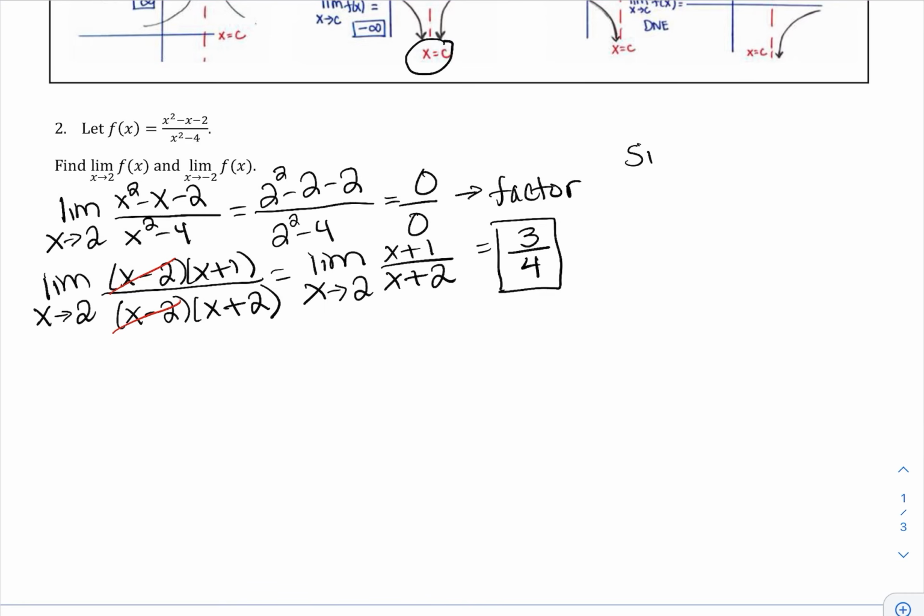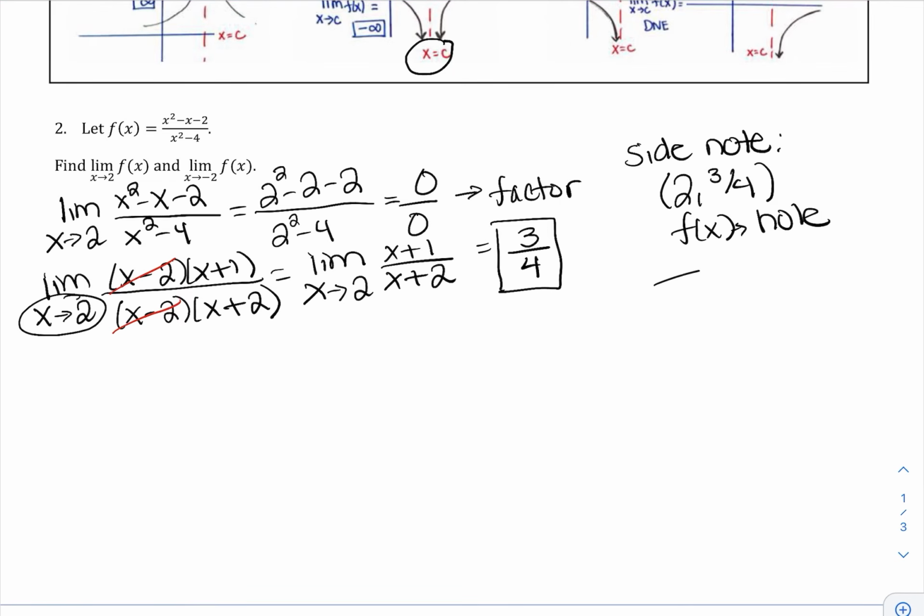I'm going to do a little side note, which is going to be important for some of the questions we do in the future. Graphically, what's happening is that at (2, 3/4), f of x has a hole. Where do I get the 2? The 2 comes from what the x is approaching. Where do I get the 3/4? The 3/4 is what the y is approaching. So a hole looks like this, right? It doesn't exist, but it gets closer and closer to 3/4. So the graph doesn't exist there, but the limit exists.